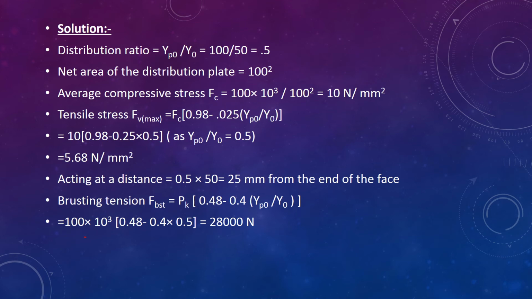Now the bursting tension. This formula is also taken from the Zielinski and Rowe method. We denote bursting tension by FBST. So FBST is equal to the applied force, that is Pk, into 0.48 minus 0.4 into yp0 by y0, that is the distribution ratio. Applying this formula, we get the bursting tension as 28000 Newton.